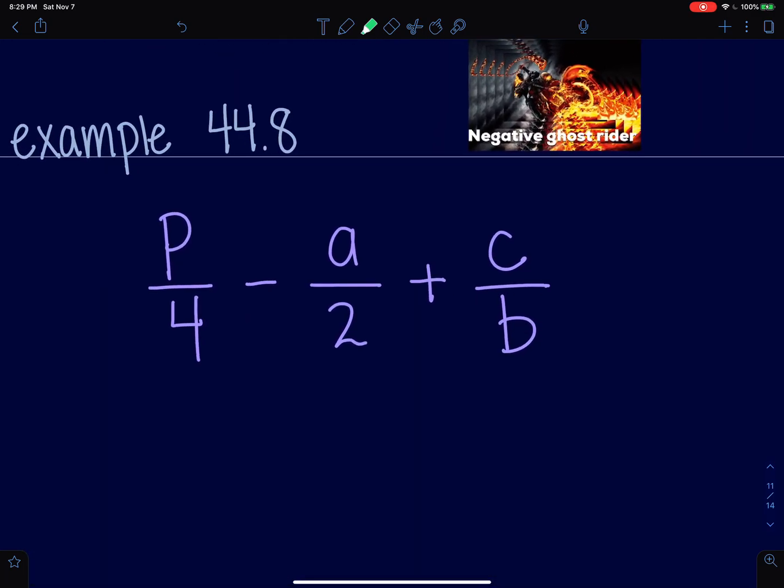Example 44.8. This one's on page 179. Pay close attention. We're almost done. We're going to find out how to add these fractions. Okay, so we've got p over 4 minus, pay attention to that, negative Ghost Rider, the pattern is full. We've got to pay attention to those negatives. A over 2 and c over b.